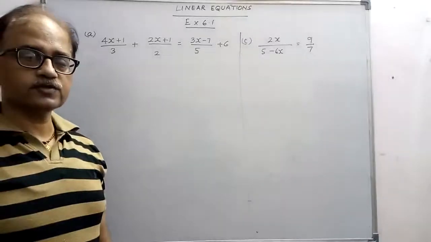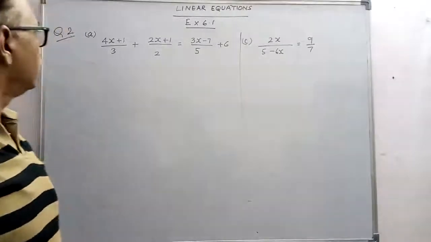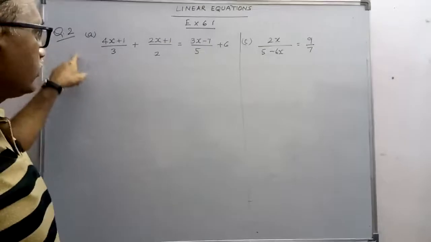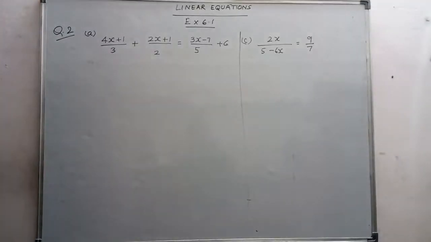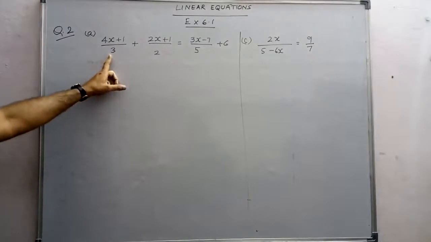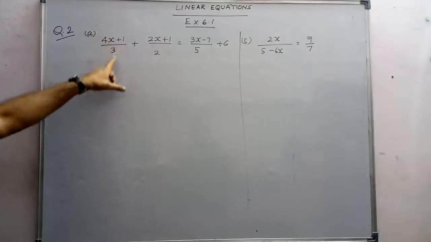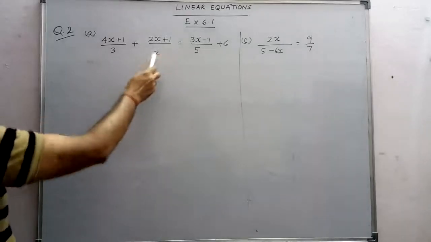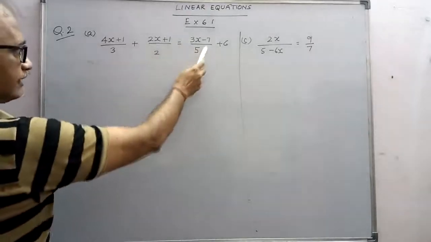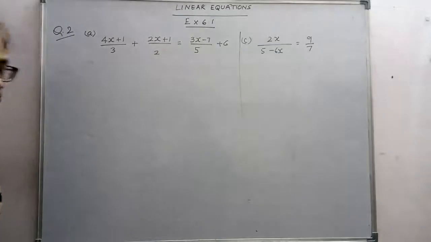Linear equations, class 8, exercise 6.1, question number 2, A part. Solve this linear equation: (4x + 1)/3 + (2x + 1)/2 = (3x - 7)/5 + 6.